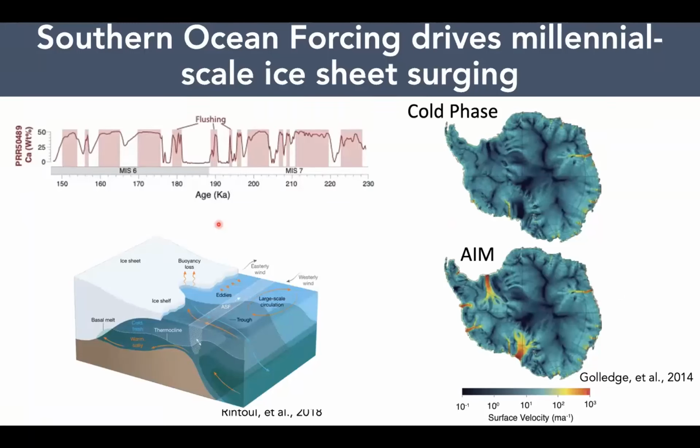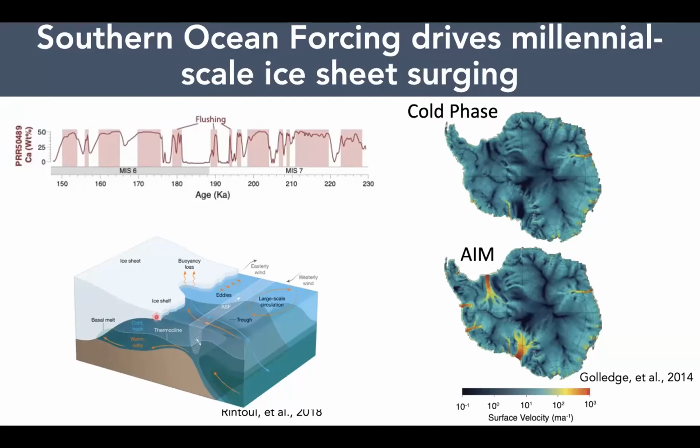In this case, during AIM events you have more upwelling in the Southern Ocean. There are teleconnections between the atmosphere and the ocean that cause the Southern Ocean to upwell. When that Southern Ocean water upwells, you get circumpolar deep waters that are warmer than the surface waters upwelling onto the continental shelf. When these warmer waters interact with the ice shelf and the grounding line, they melt and eat at those ice shelves.